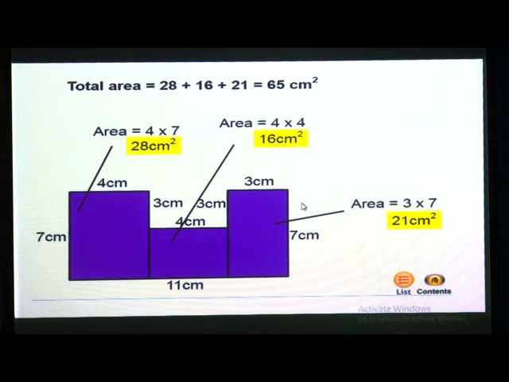Then for the third part we have 3 centimeter and 7 centimeter. So 3 multiplied by 7 is 21 square centimeter. We have 3 different areas for 3 different figures: 28 square centimeter, 16 centimeter square and 21 centimeter square. We have to add these. 28 plus 16 plus 21 is equal to 65 centimeter square. So this is the example where we need to split up the figure into 3 different parts, then find the area of the 3 different parts and then add them.